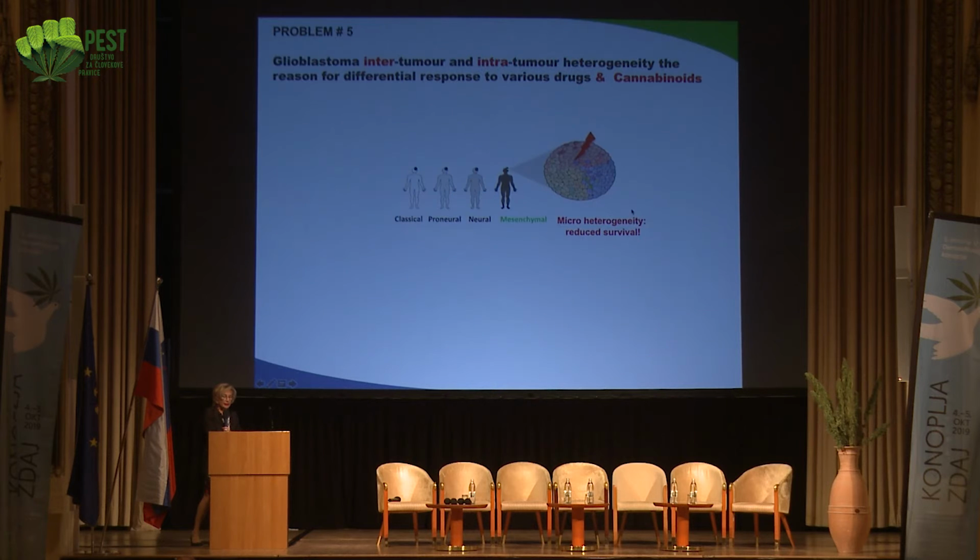Problem number 4, but then we have also problem number 5. Problem number 5 is that these tumors, as I said before, have 4 subtypes, and these subtypes are genetically a bit different, so they would perhaps express genetically programmed different receptors, which would respond differently to different cannabinoids. Great variability, but even one tumor can have these subtypes, which we call classical, neural, proneural, mesenchymal, and so on. And all 4 types of cells can be present in one tumor.